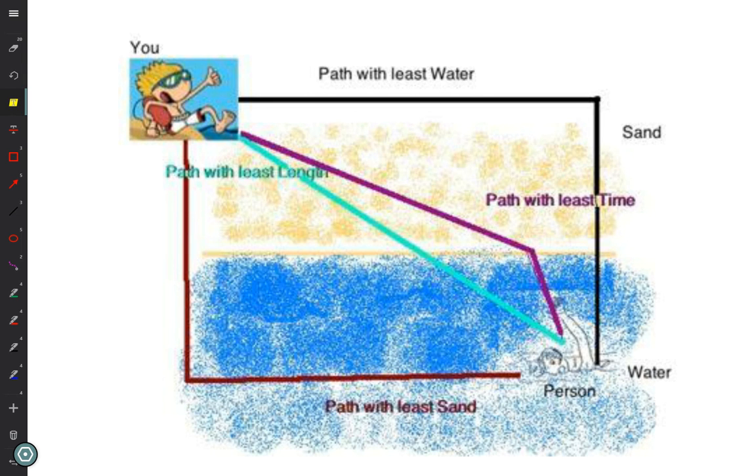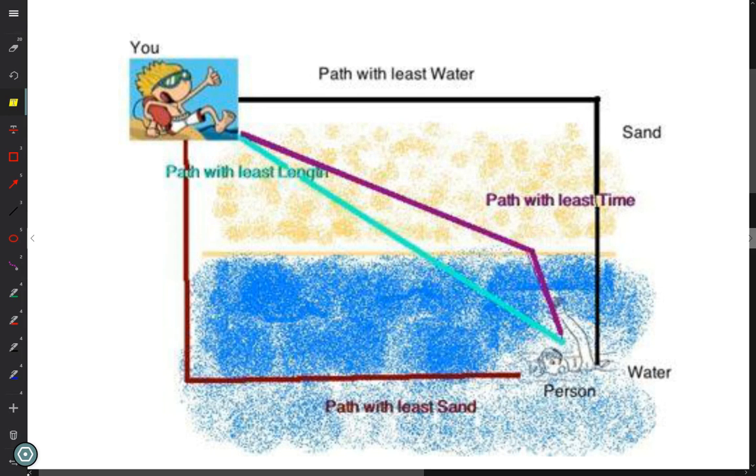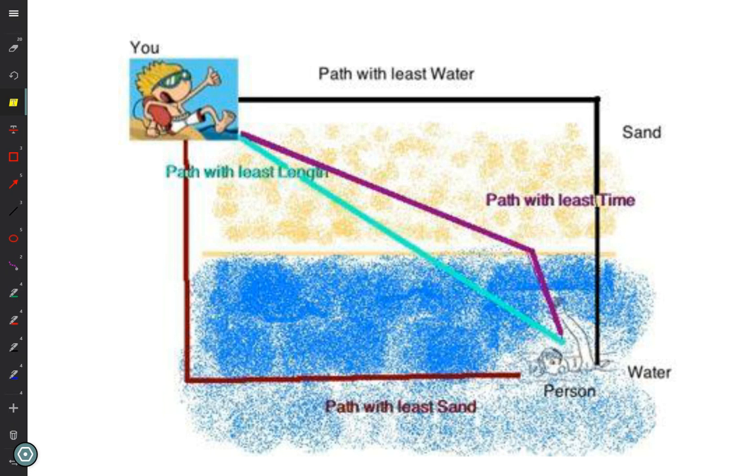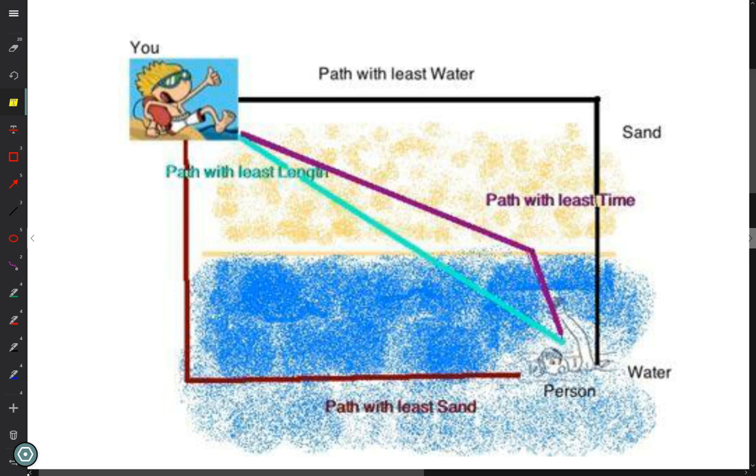We have a lifeguard that wants to get there as soon as possible, and we have multiple paths shown. The path of shortest length is shown in aqua. And we have the path with the most distance in the water and the least sand, and the path with the least water and the most sand. None of those are the fastest path.